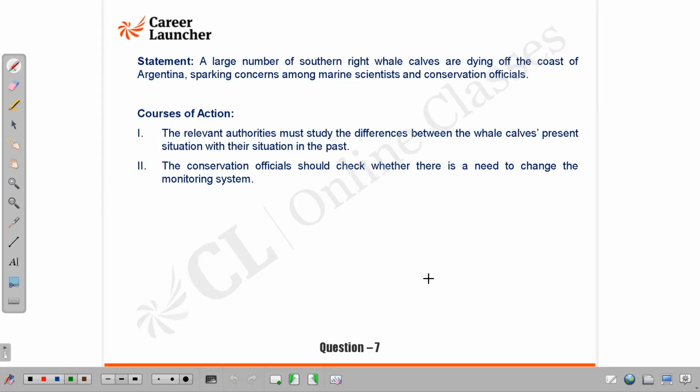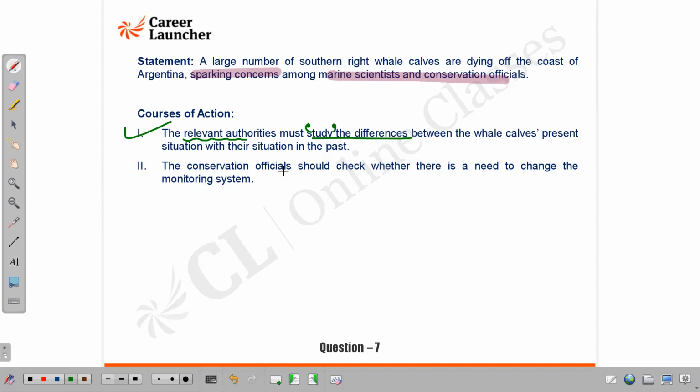A large number of southern right whale calves are dying off the coast of Argentina, sparking concerns among marine scientists and conservation officials. The relevant authorities must study the differences between the whale calf's present situation and the situation in the past. I think studies are always a good course of action, because it's research, and it helps you build it.